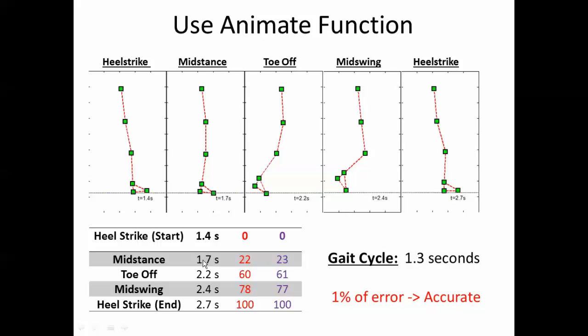And here I note the values for the mid stance, toe off, and mid swing. And this is the percentage of the gait cycle that it should be at, and this is where it's at. So for example, 23% was 1.7 minus 1.4, which is 0.3, divided by the total, which is 1.3, and it gets 23. So it is actually very close to the actual values, 1% of error in each of them, which is, I guess, very acceptable. So the animate function is working, the data points are correct, and we're on the right track.